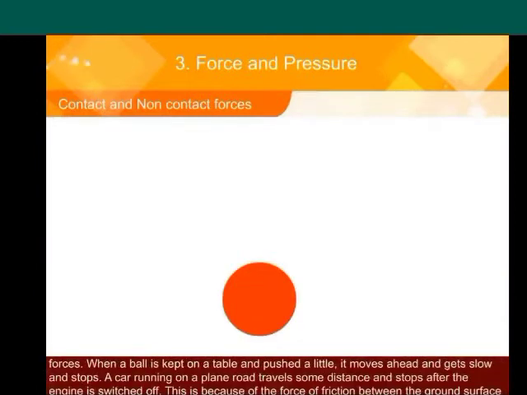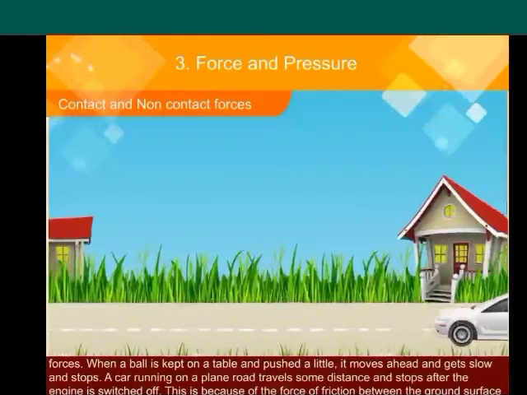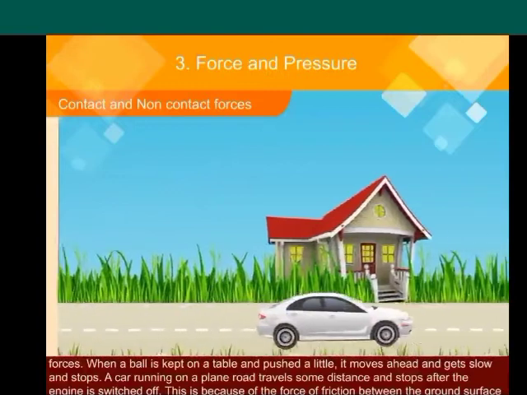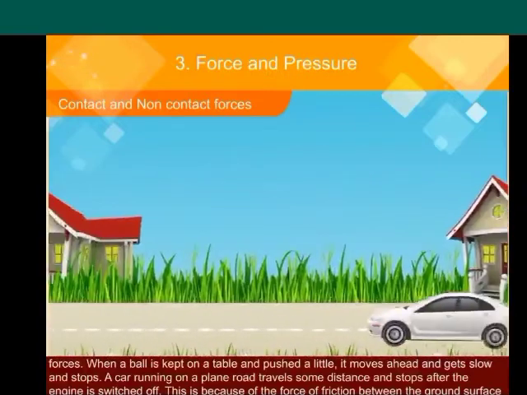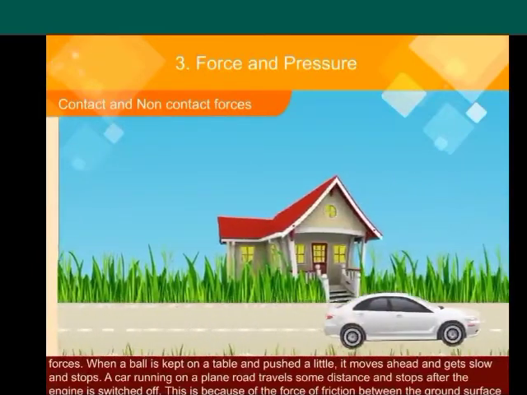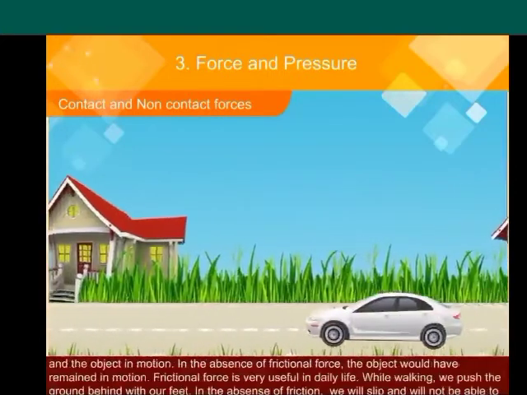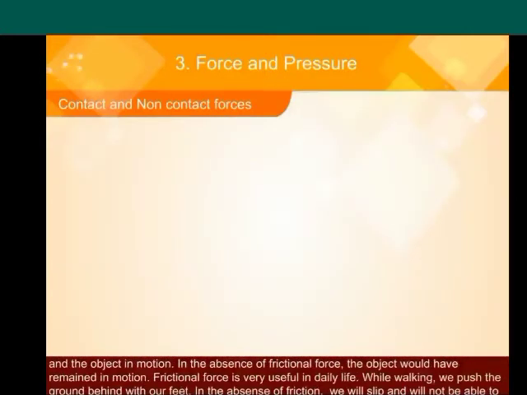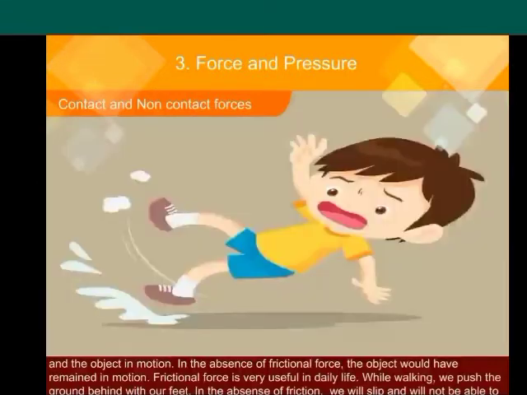When a ball is kept on a table and pushed a little, it moves ahead, gets slow and stops. A car running on a plain road travels some distance and stops after the engine is switched off. This is because of the force of friction between the ground surface and the object in motion. In the absence of frictional force, the object would have remained in motion. Frictional force is very useful in daily life.